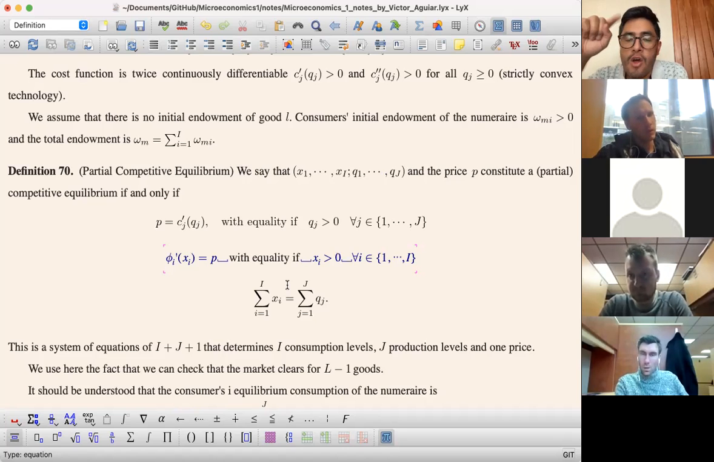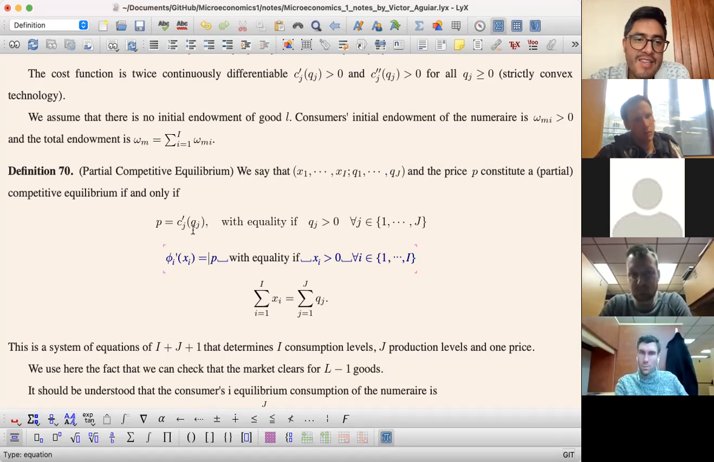And then the whole consumption of the whole collection of consumers is equal to the whole production of corn. So this is finally the mathematical description of the thing you did in undergrad, right?